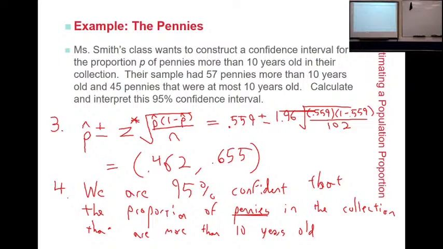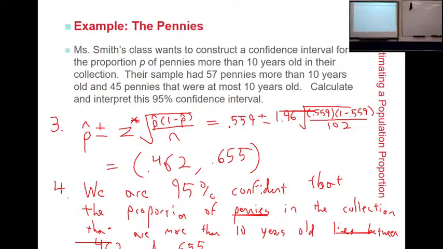So we are 95% confident that this parameter lies between, and then give my interval, 0.462 and 0.655. Done. So again, the structure of that sentence is, we're 95% confident that, and then we restate what my parameter is, is between these two numbers.